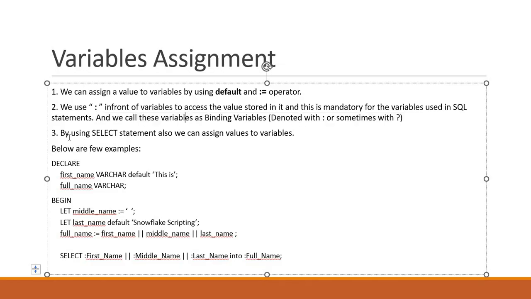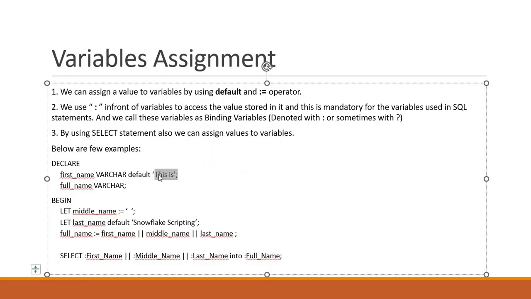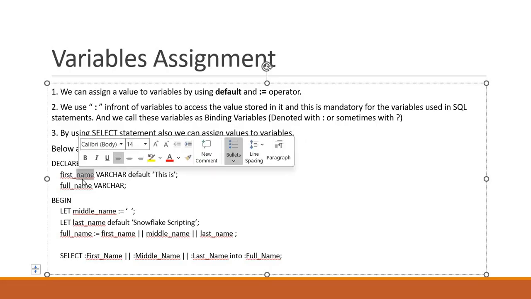And the third point is that by using a select statement also we can assign values to variables. Let's see how. Below are a few examples of how we can assign values to a Snowflake variable. In the declaration section I told you, right? This is one of my variables, first name. The type is varchar and the default value I am giving is this is, so this is the value of the variable first name.